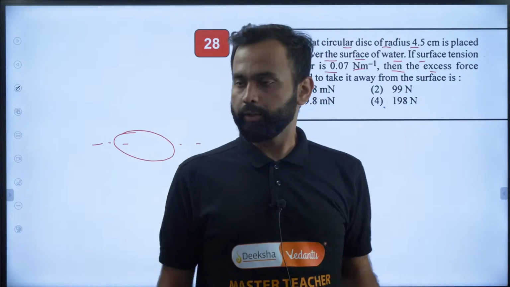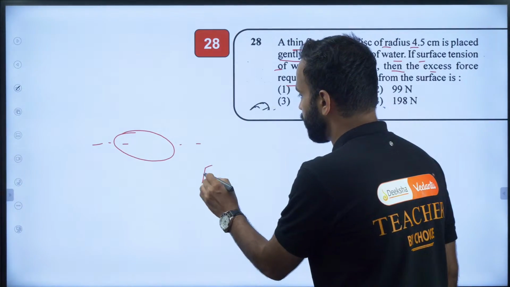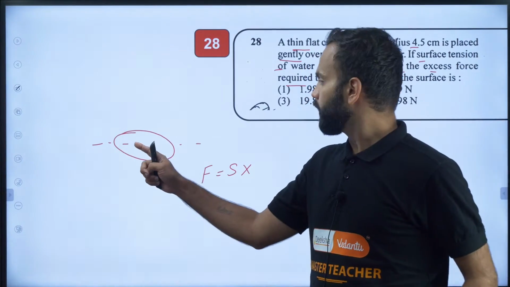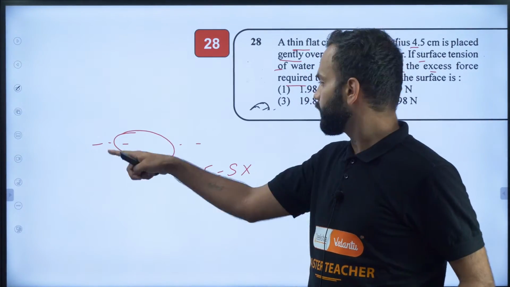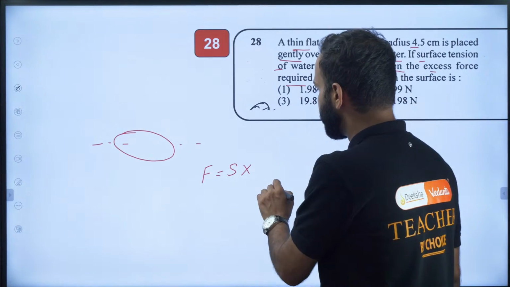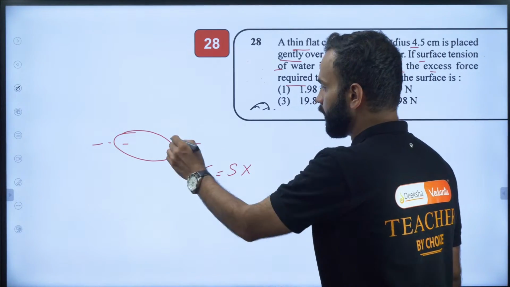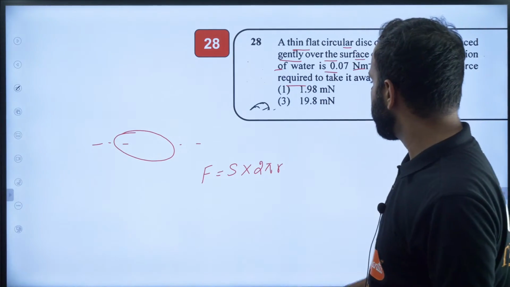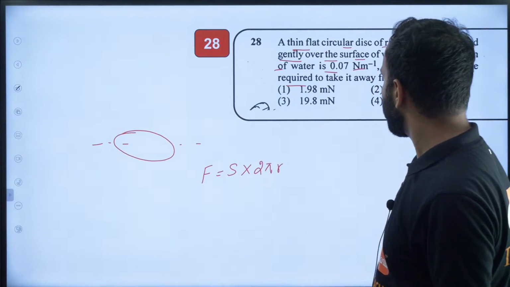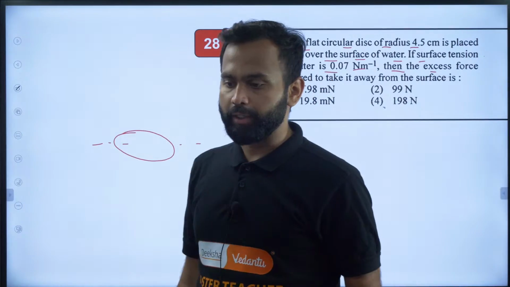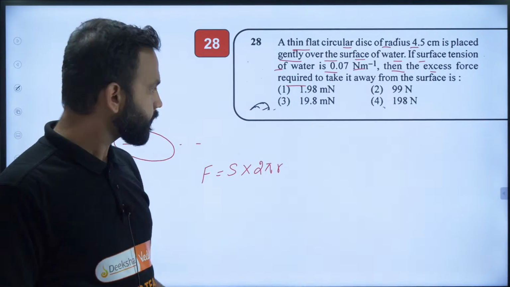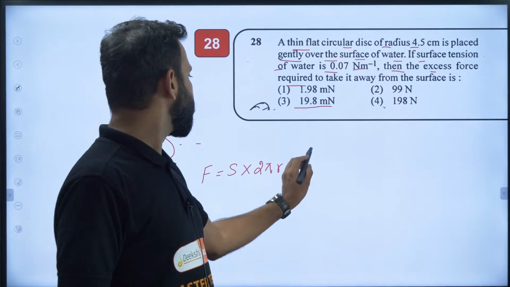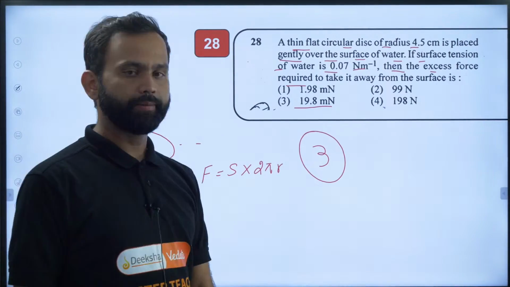The force of surface tension F is equal to surface tension S into the length of the object. Here the length is the circumference of the disc, that will be 2 pi r. Radius of the disc is given, surface tension is also given. Now apply the values, and you will get F equal to 19.8 millinewton. So the correct option is 3.